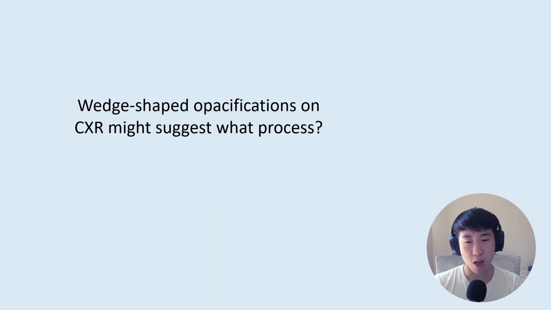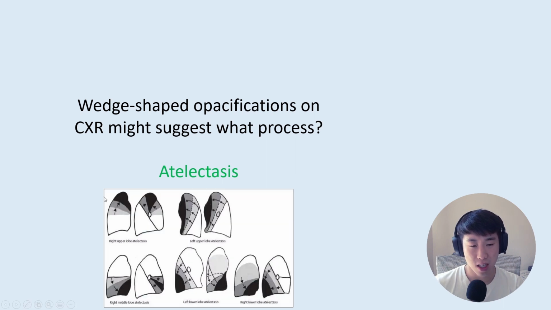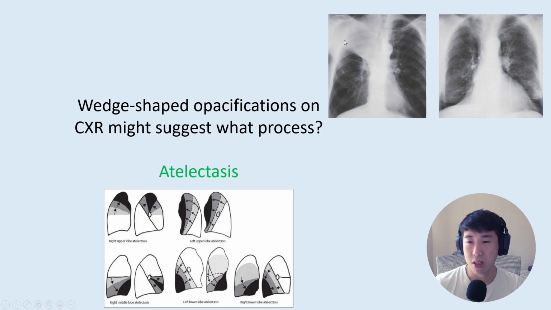A wedge-shaped opacification on a chest x-ray might suggest what process? That would be atelectasis. So here's just an image of some different regions of atelectasis affecting different parts of the lung, and you can see there's always a wedge shape and it points to the hilum. If you look at an actual chest x-ray, you'll see how it's kind of this wedge where it points to the hilum here. And this right lower lobe density is also kind of a triangular shape going like that.